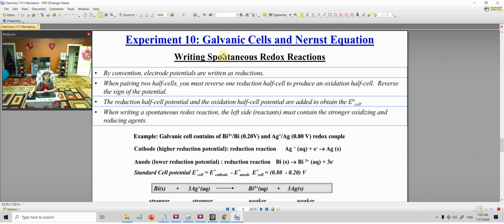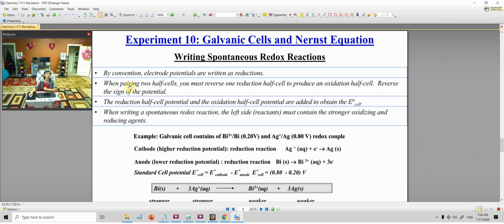And then, related to the spontaneity of your redox couple, we have several points. Number one, by convention, your electrode potential is written down as a reduction. You find those numbers, reduction potential, for the reduction couple. So you usually put Ag+, the higher oxidation number, and the lower oxidation number, Bi3+ and Bi metal. So this number is a reduction potential.